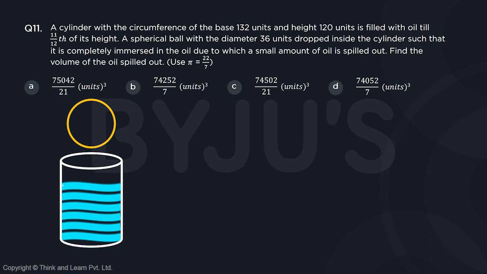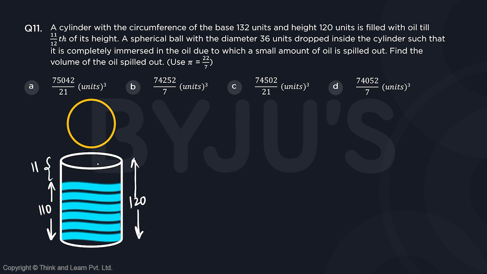So what happens is the height is given as 120 units and it says that only 11 by 12th of the height has been filled. So this is 110. So the empty part is only 11 units.